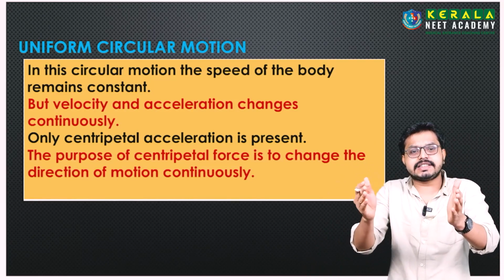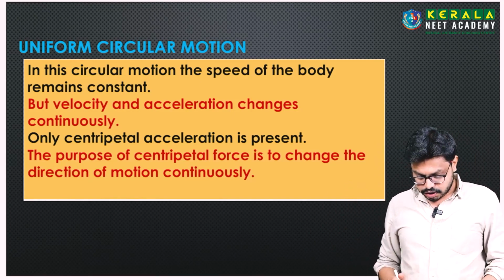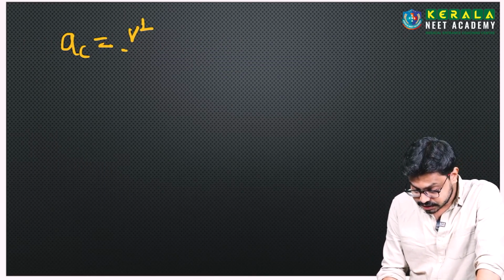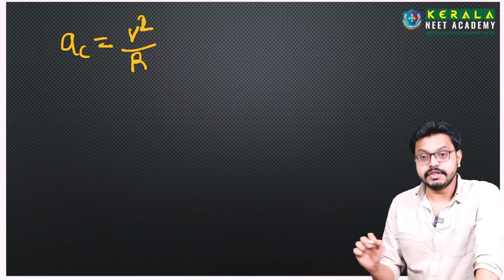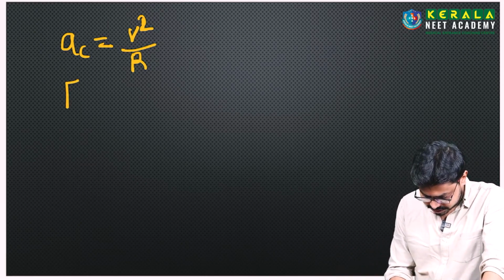So, if there is an acceleration, there should be a force. F is equal to ma. We already know, right? So, we already discussed there is a centripetal acceleration. What is the centripetal acceleration equation? AC is equal to V square divided by R, where V is the speed. If there is a centripetal acceleration, there should be a force, Fc.